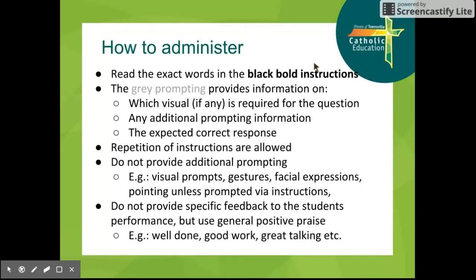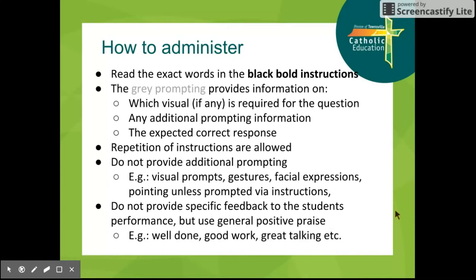How to administer. What we ask, in order to obtain some form of validity, is that everyone tries to be consistent with the way that they are asking the questions. So we ask that you read exactly verbatim the words that are in bold. They're in black, bold instructions. You can obviously repeat these instructions. However, it's important that you don't provide additional prompting, extra information, your facial expressions, and so forth.